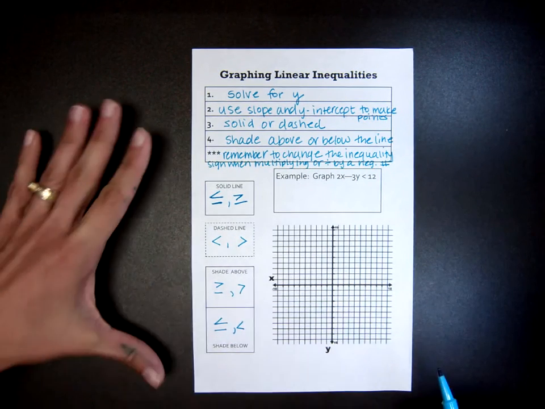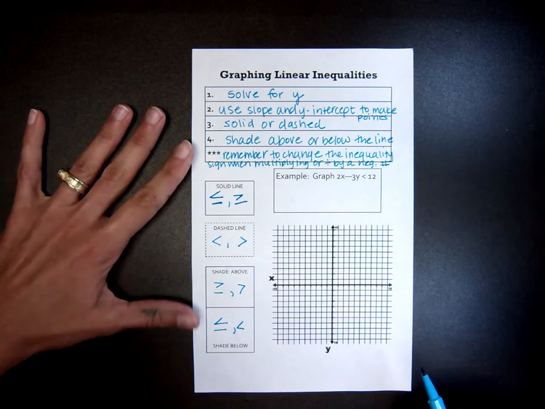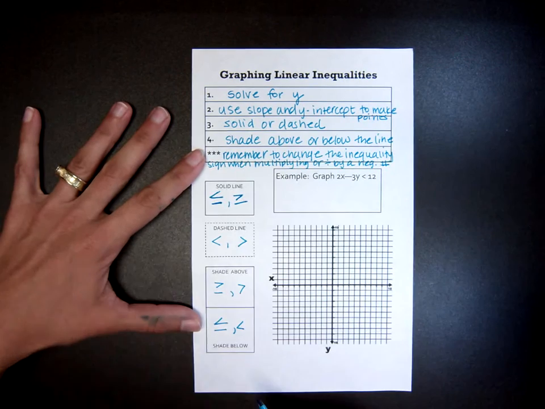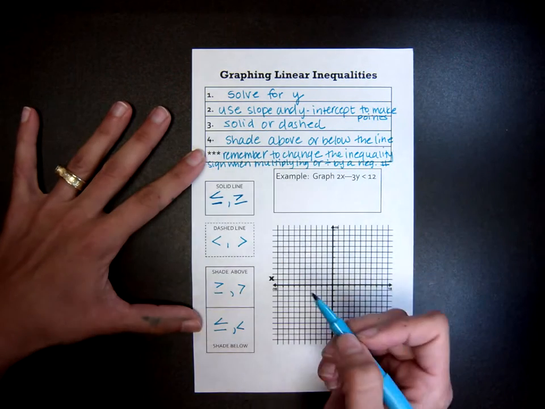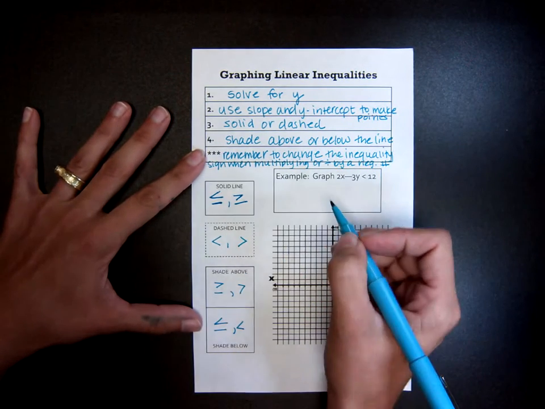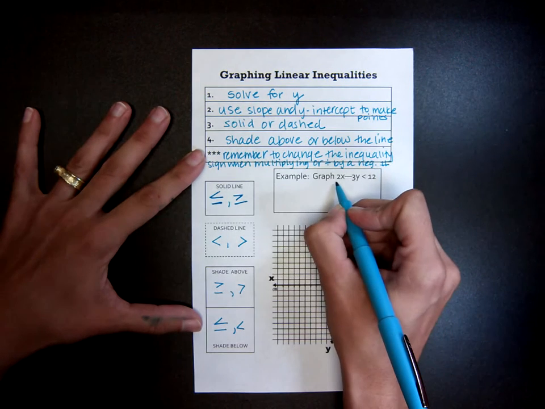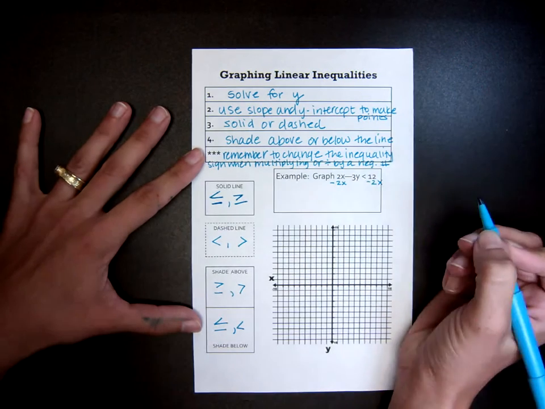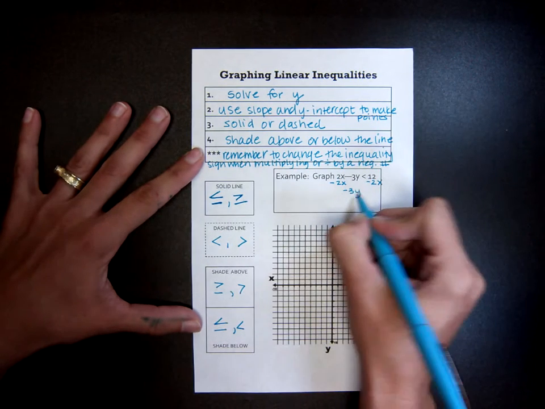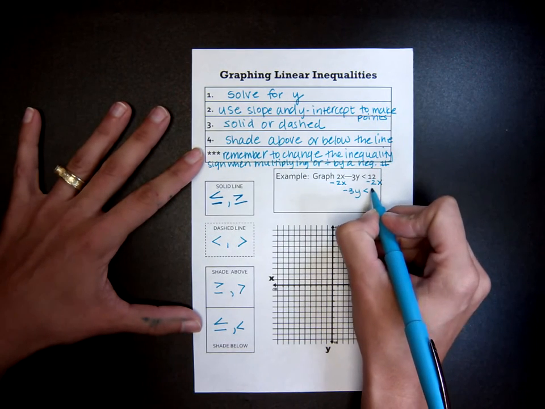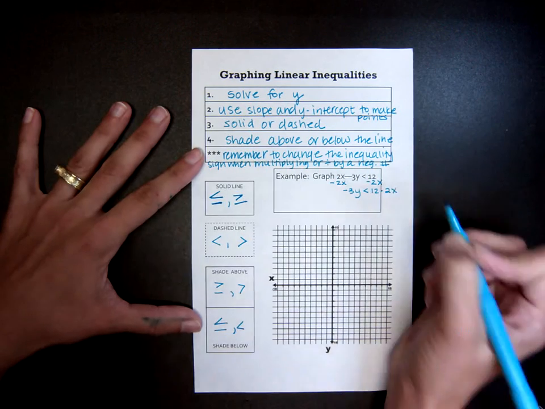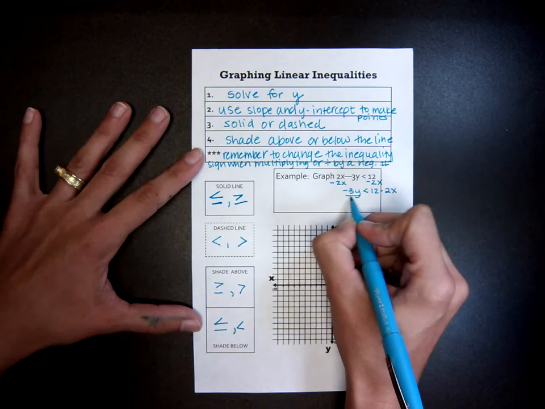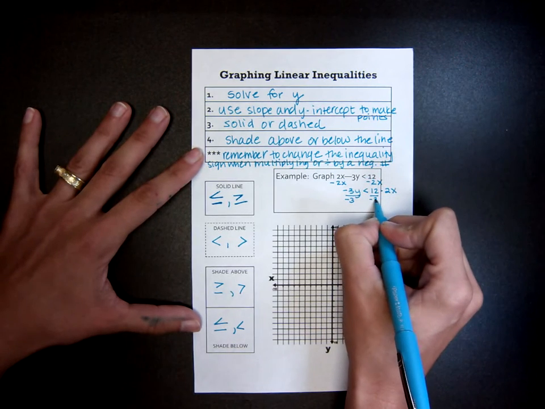So let's look at this example. We've got the graph of 2x minus 3y is less than 12. So first we need to start with step 1. We need to solve for y. So we subtract 2x from both sides. We're left with negative 3y is less than 12 minus 2x. And now we're going to divide by a negative 3 to every term.